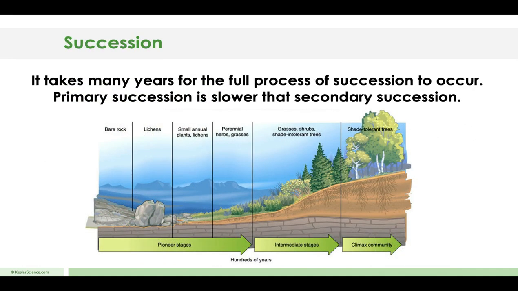Now, in both successions, it takes years for these changes to occur. But primary succession takes much, much longer than secondary succession. Because with primary succession, the soil has to return in order for plants to be able to take root. So primary succession takes a lot longer than secondary succession. And secondary succession can proceed at a much quicker rate because the soil is intact.